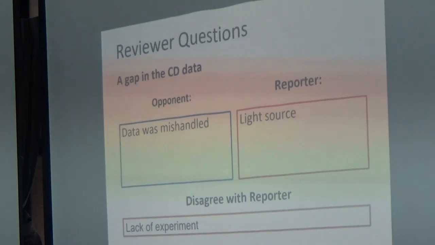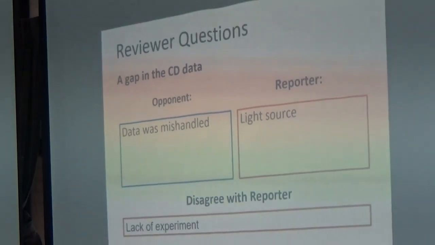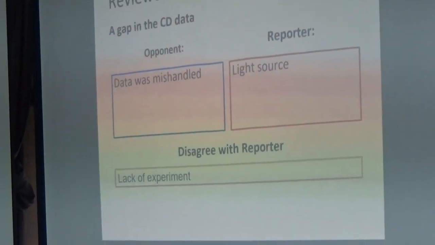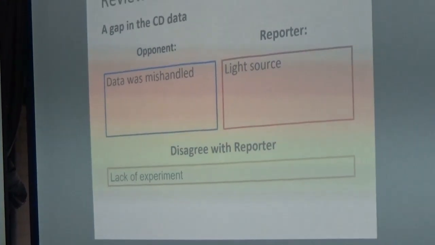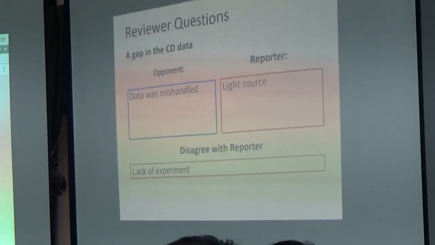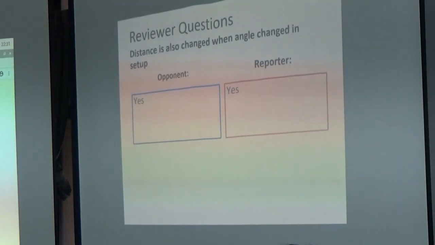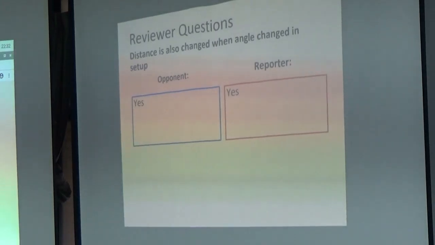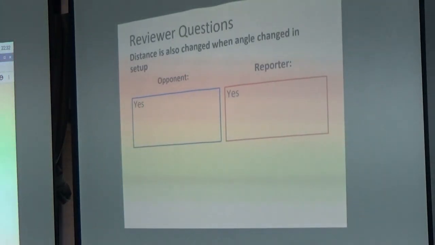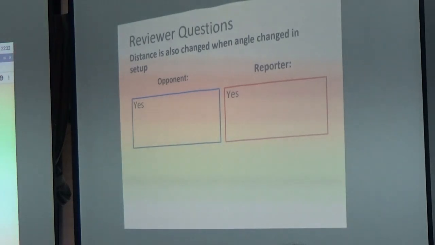And for our question, the opponent raised that the data was mishandled, and the reporter's response was the problem of the light source. But we disagree with the reporter because we think that is because of the lack of experiment. The most important question is that we think the distance between the light and the disk should be a control variable, but we don't see any discussion and improvements of this controlled variable.